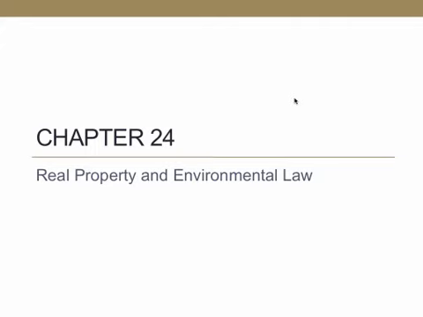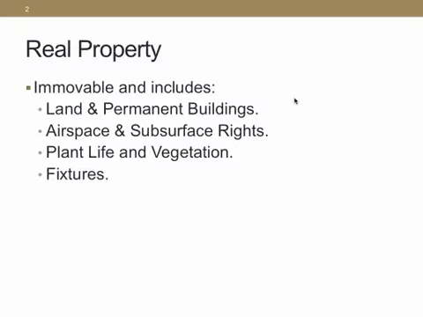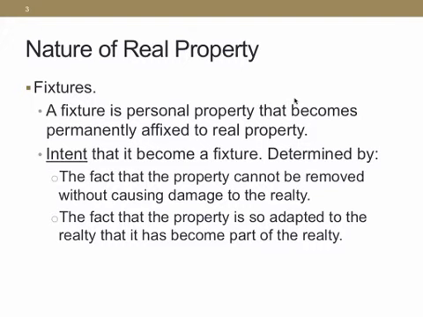In Chapter 24, we're going to look at real property and environmental law. Real property is immovable and includes things like land, buildings, homes, airspace, subsurface rights, plant life, vegetation, and fixtures, which is personal property that becomes permanently affixed to the real property. Intent is the key. This is determined by the fact that the property can't be removed without causing damage to the realty, and that it's adapted in such a way that it becomes part of the real property.